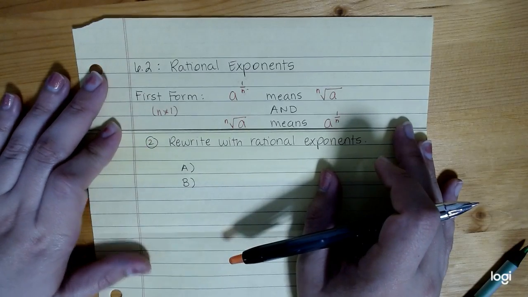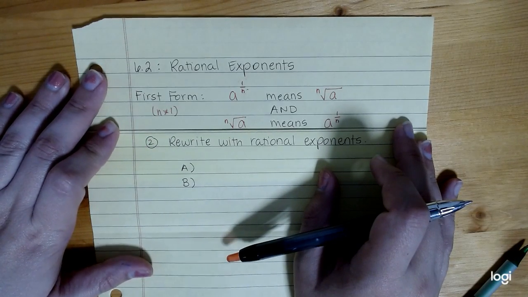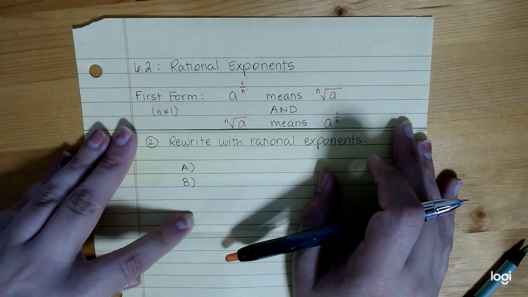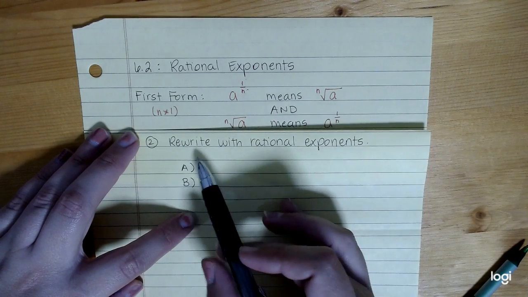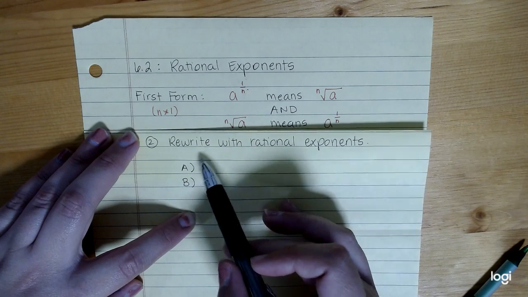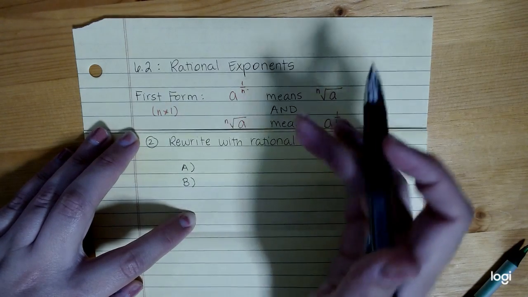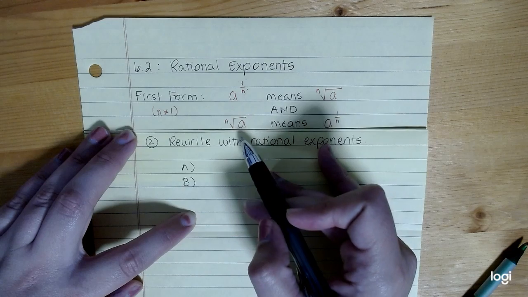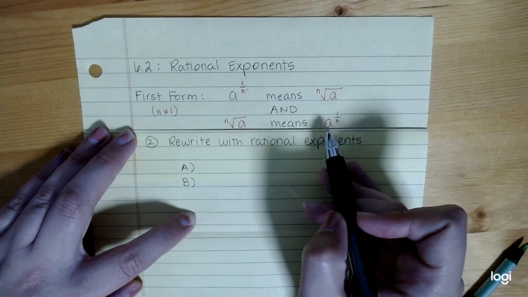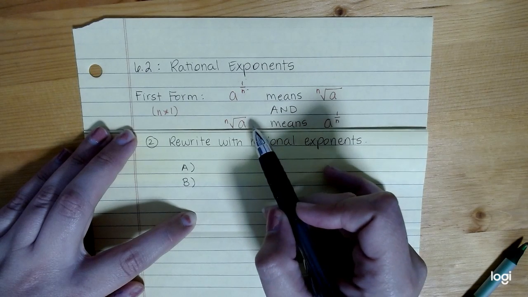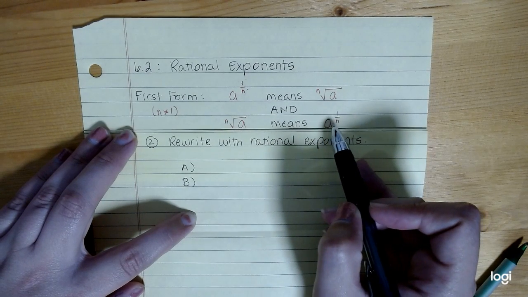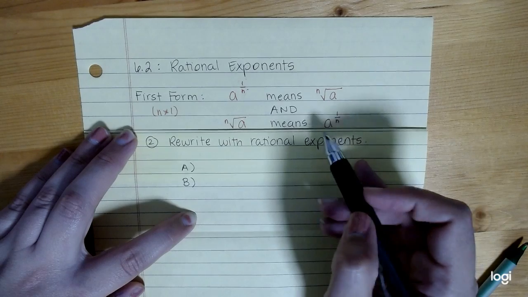Okay, so we're back with our second installment of our 6.2 rational exponents video. This time, instead of rewriting without our rational exponents, we are going to be asked to rewrite with rational exponents. So we're mainly focused on this kind of bottom reading version of this form. We're going to be seeing radical notation and be asked to transfer it to our rational exponent notation.